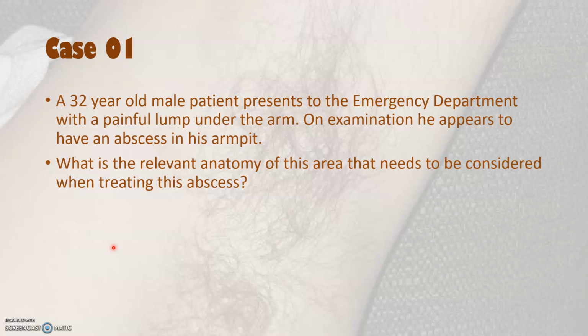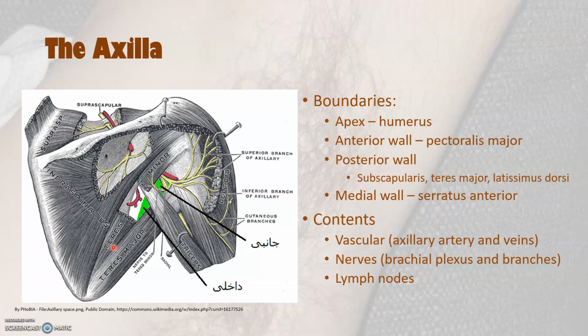So the importance of this talk is just to introduce us to the anatomy of the axilla and some of the important structures that pass through it. So the axilla is a shallow fossa which lies between the humerus laterally, the chest wall medially, and the anterior chest wall and posterior chest wall muscles anteriorly and posteriorly.